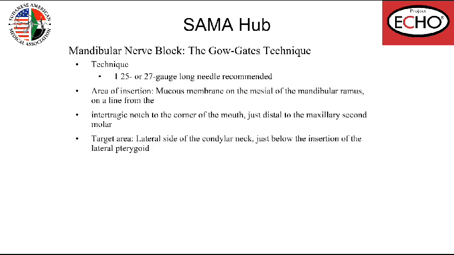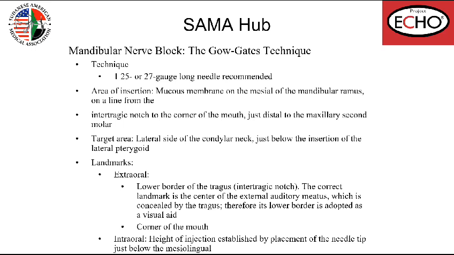For the Gow-Gates technique, I will use a 25 or 27 long needle. Area of insertion, mucous membrane on the mesial of the mandibular ramus on a line from the intertragic notch to the corner of the mouth, just distal to the maxillary second molar. Target area, lateral side of the condylar neck, just below the insertion of the lateral pterygoid. Now we will show you the picture and you will figure out the difference in the horizontal plane.